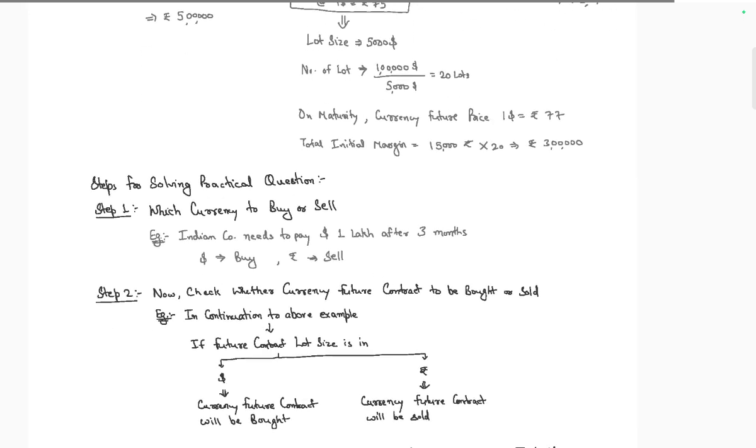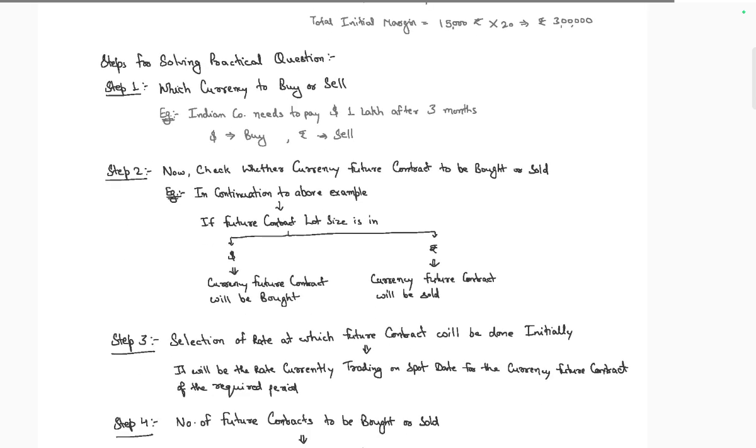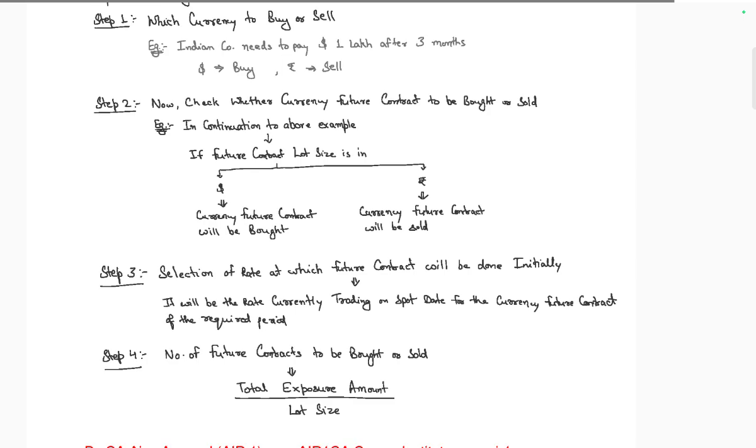Steps of solving the practical question in which currency is to be bought and sold. An Indian company needs to buy $1 lakh, so it is borrowing by selling the dollar. Now check the foreign currency spot on the borrower order.